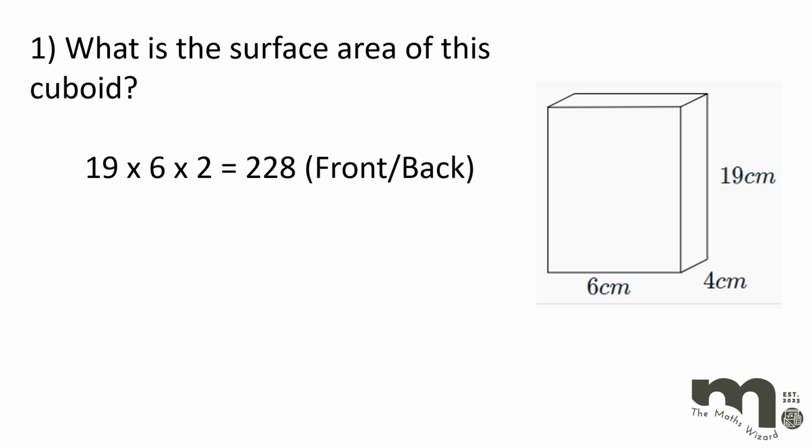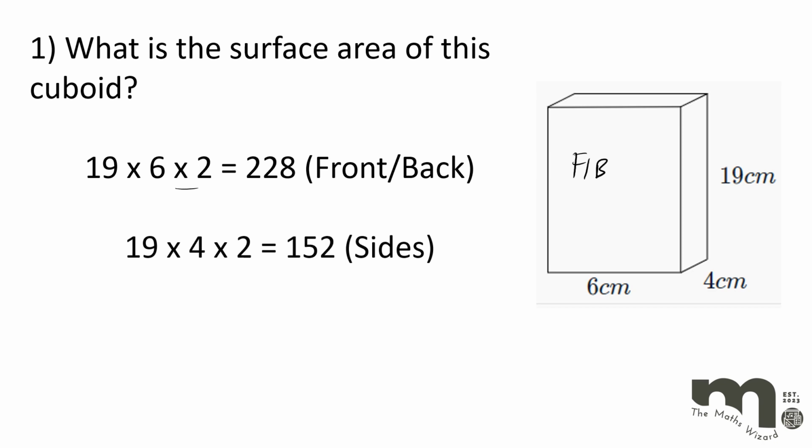Okay, so your first step here then is I've started with the front and the back of this cuboid. So that is 19 by 6, so that's this face here. So that's the front and the back. That's 19 times 6, so we've got 2 of the faces that are the same size there, which is why I've put this times 2 on the end. And that gives me 228.